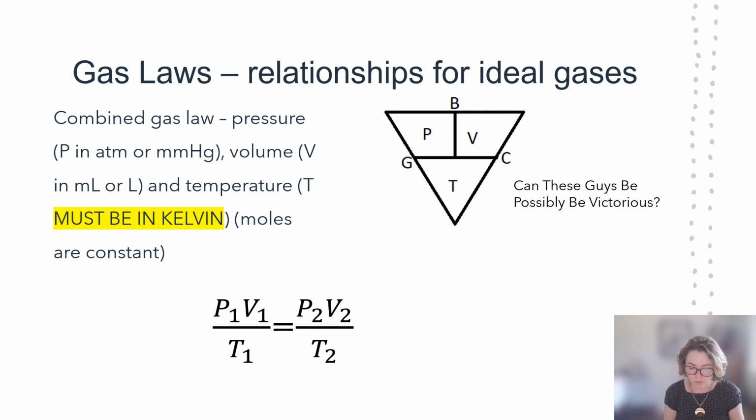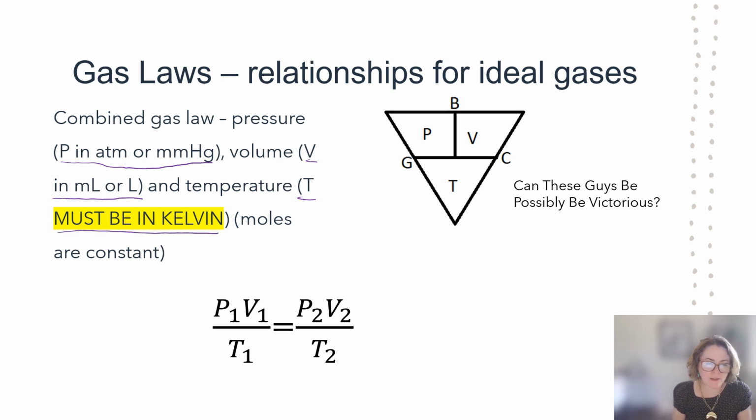Let's talk about units first. As far as pressure goes, pressure can be in either atmospheres, millimeters of mercury, torr. Honestly, it can be in any unit you want it to be in. Volume is typically in terms of milliliters or liters. And then here you notice that I have made a big deal out of this: the temperature absolutely must be in terms of Kelvin.